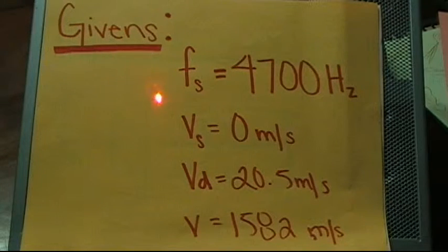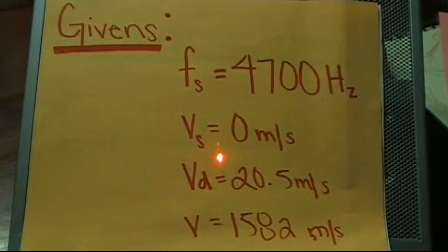Our givens are: f of s is 4,700 hertz. f of s is the frequency of the wave that the submarine emits. v of s is 0 meters per second. v of s is the velocity of the submarine. v of d is 20.5 meters per second. v of d is the velocity of the detector. v equals 1,582 meters per second. v is the speed of the sound wave.